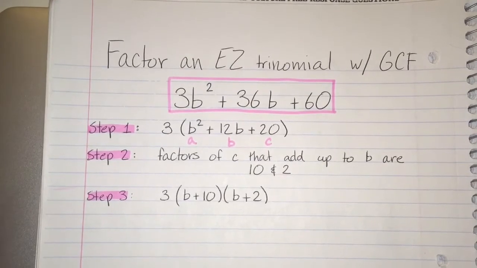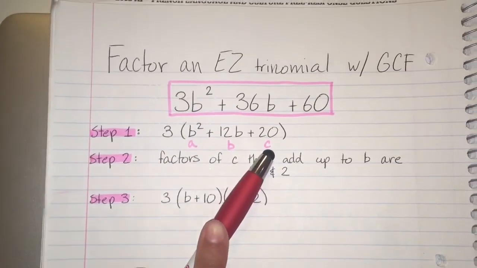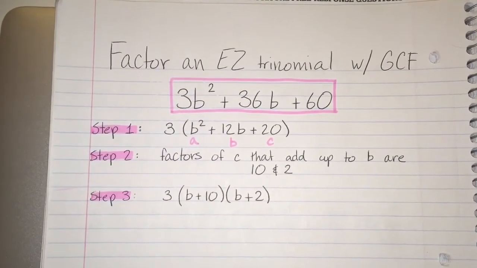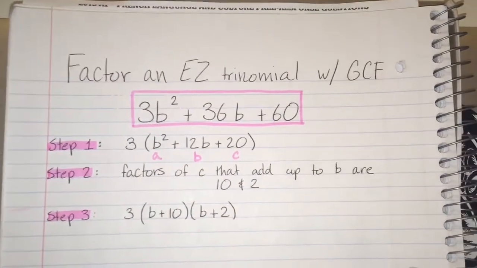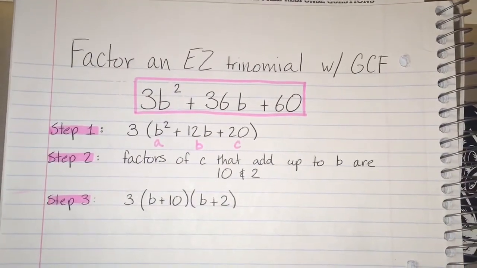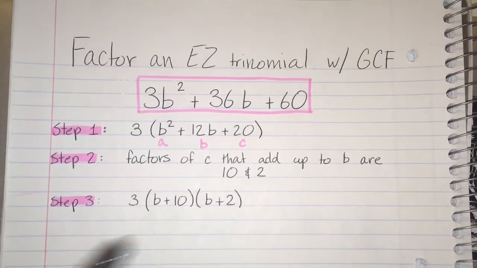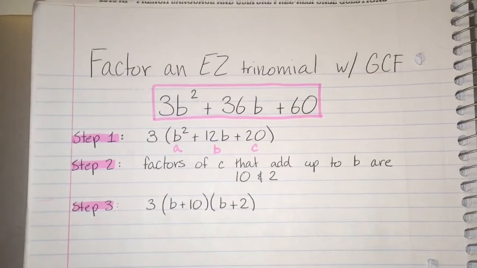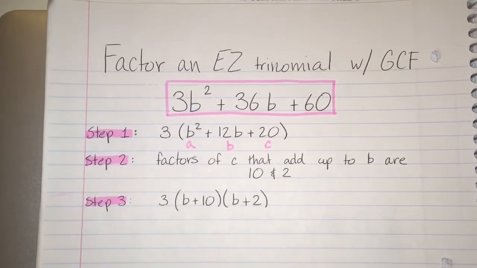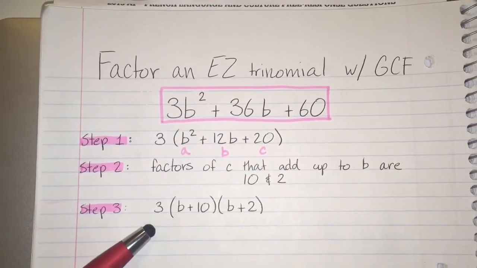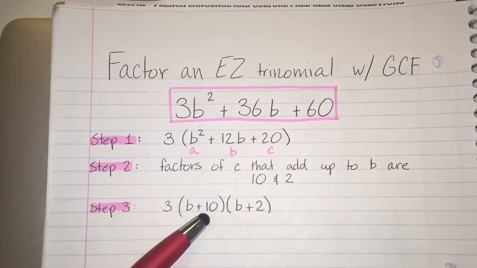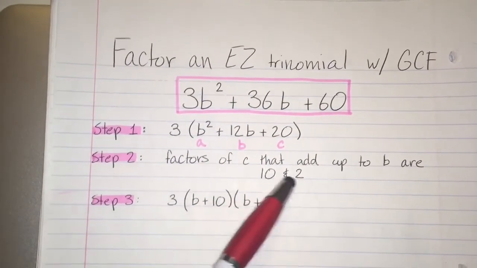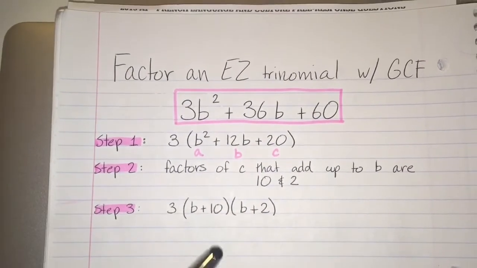We then want to find the factors of term C that add up to term B. I found that they are the numbers 10 and 2, because 10 times 2 equals 20 and 10 plus 2 equals 12. After that, we write out the final answer with 3, the GCF, in front, times b plus 10 times b plus 2. We put the factors that we found earlier into the parentheses with a variable b.